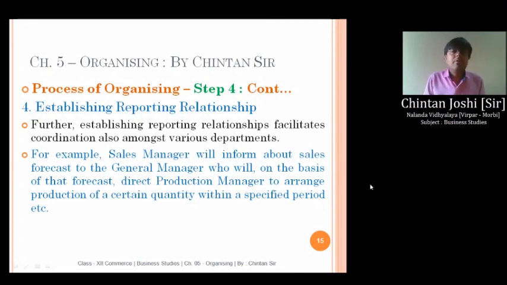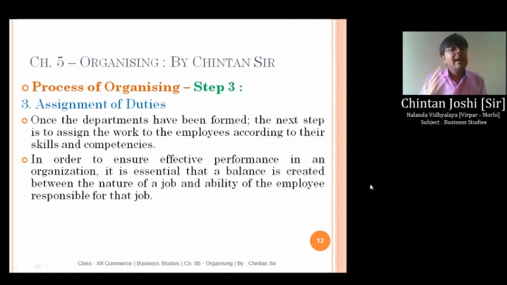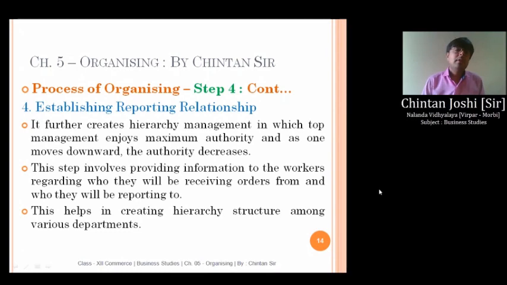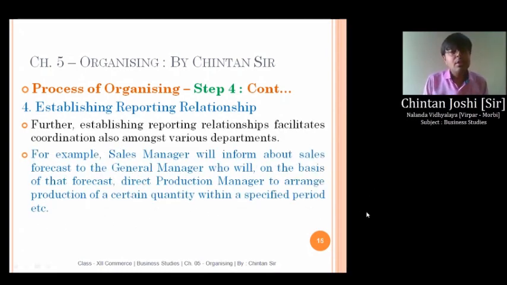So step number one, identification and division of work. Step number two, we have discussed about the departmentalization. In step number three, we have gone through assignment of duties कि किसको क्या work allot करना है, and in this step establishing reporting relationship we have gone through about establishing the reporting relationship कि किसको क्या काम होना चाहिए, कौन किसको responsible रहेगा, reporting रहेगा, कौन किसको orders देगा, etc. Right? So it is all about the process of organizing in 4 steps.